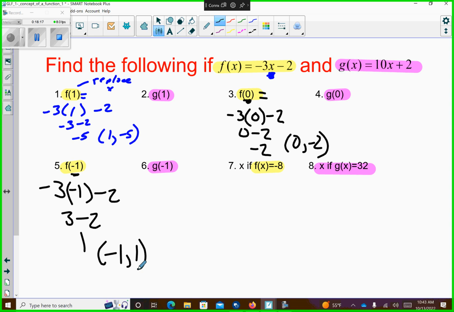equals -3x minus 2. Now I have to solve that for x. So how do I solve that for x? What's the first step? Add 2. Good. I'm going to add 2. Those cancel. -8 plus 2 is -6, equals -3x.